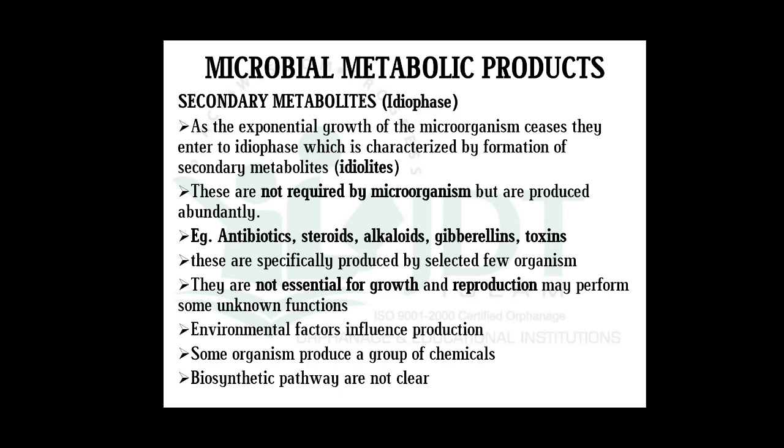Examples are antibiotics, steroids, alkaloids, gibberellin and toxins. These are specifically produced by a selected few microorganisms, are not essential for growth and reproduction, and may perform some unknown functions. Environmental factors may influence the production of secondary metabolites. Some organisms produce a group of chemicals. The biosynthetic pathways of secondary metabolites are not clear.